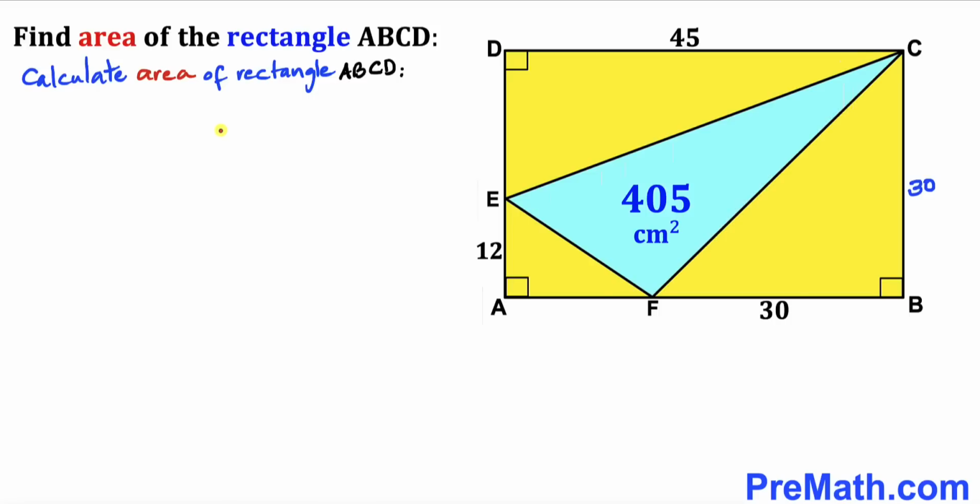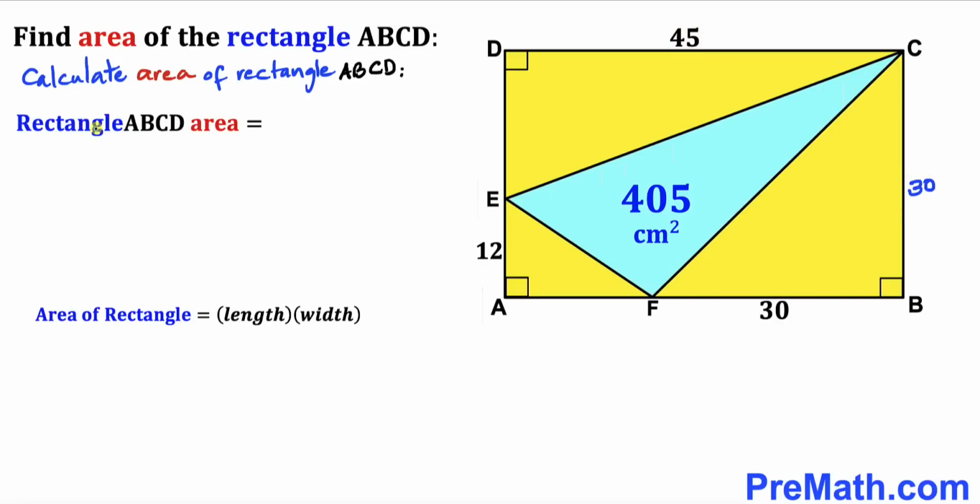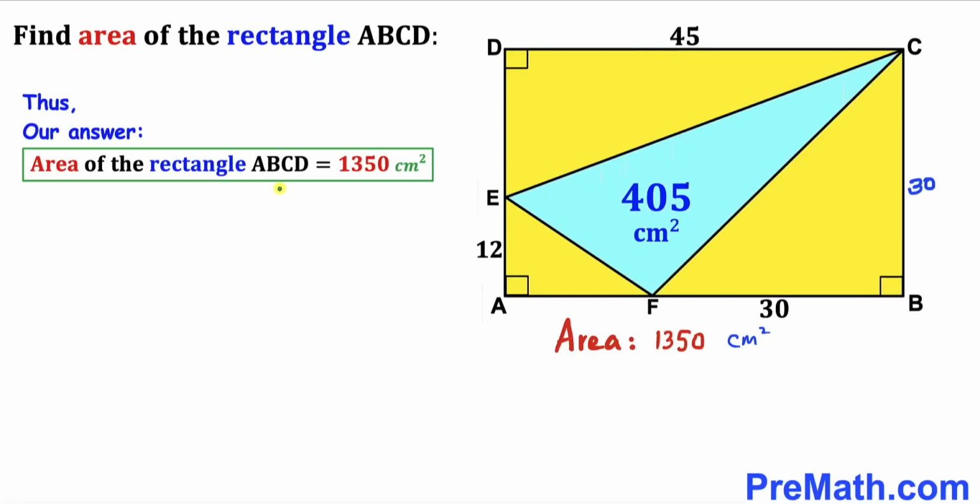And here's our final step. Let's calculate the area of this rectangle ABCD. Let's recall the area of a rectangle formula once again. Area equals length times width. In our case, our length is 45 and the width of this rectangle ABCD is 30. So the area of this rectangle ABCD is simply 45 times 30. If we multiply, that gives us 1,350 centimeters square. So the area of this rectangle ABCD turns out to be 1,350 centimeters square. And that's our final answer.